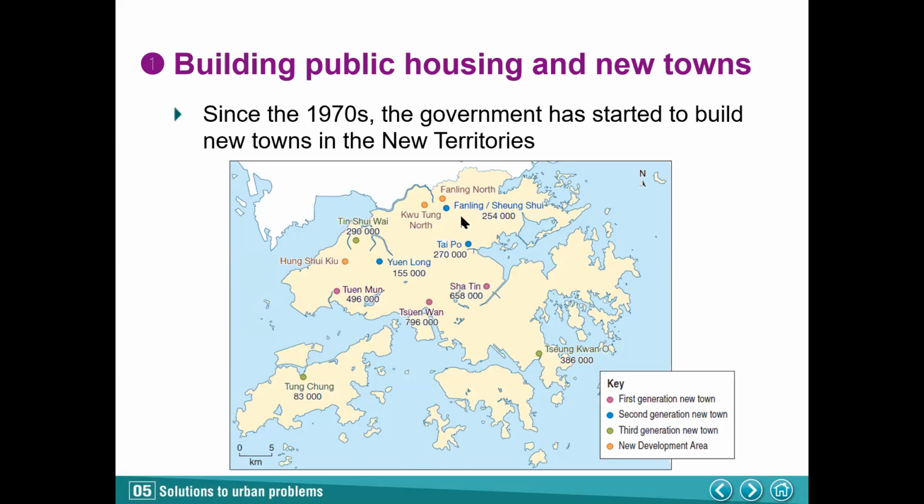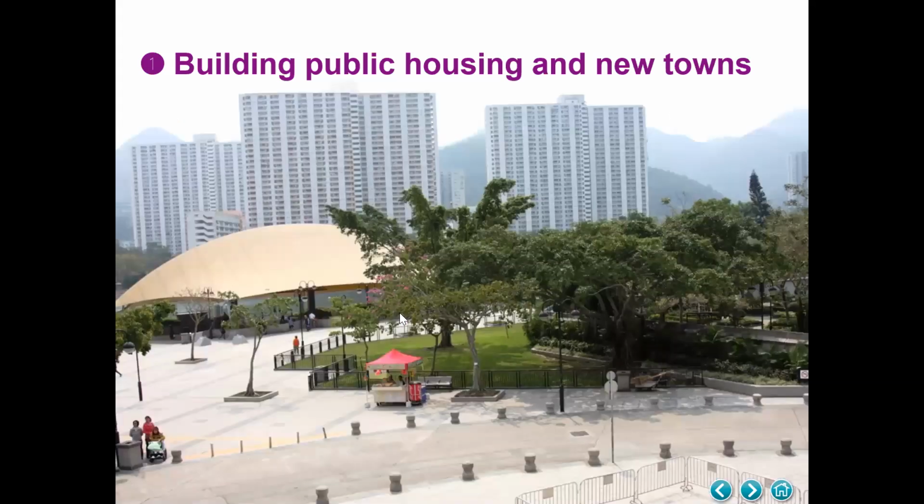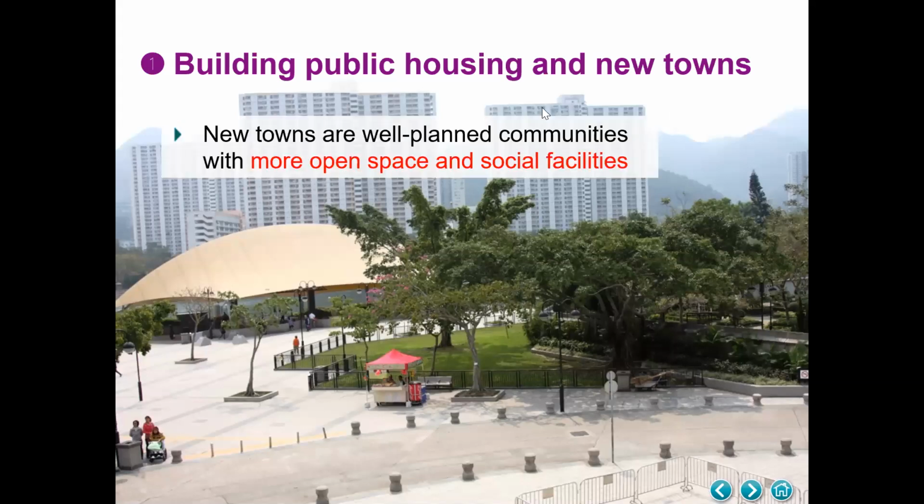Taipo, Yuen Long and Fanling are the second generation new towns, and Pat Heung North, Fanling North and Hung Shui Kiu are the third generation of new towns. And Dongchong is a newly developed area, Dongchong here. And new towns help to cope with the overcrowded environment in urban areas. And the new towns are well-planned communities with more open space and social facilities.